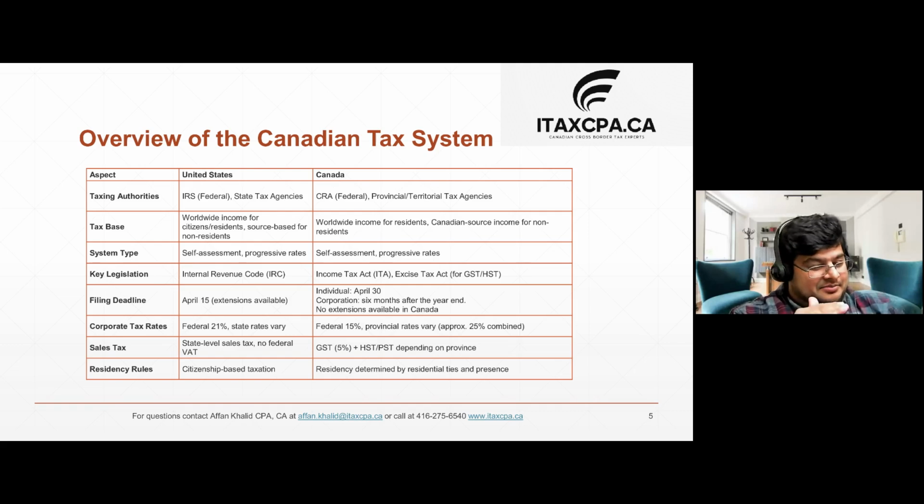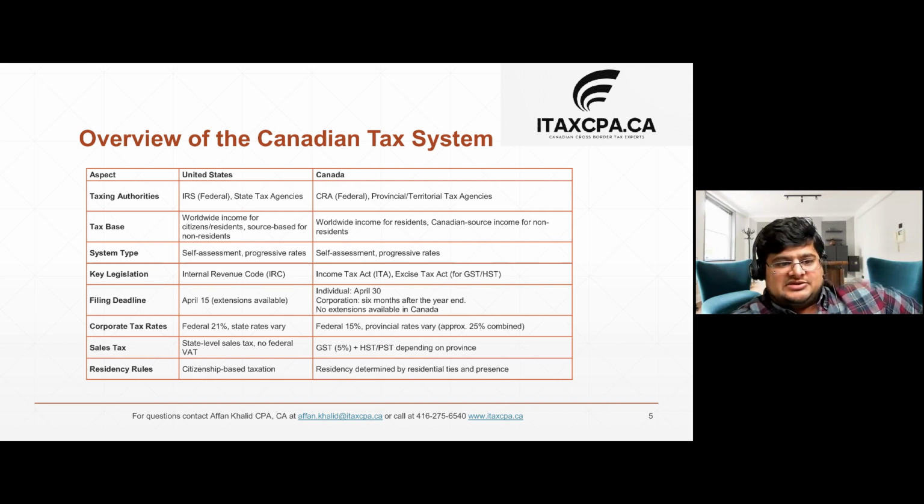The penalty ballpark starts at 10%. So, for different types of filings, the penalty rate might be different, but as a ballpark rate, you just keep 10% of the tax owing as your penalty if you're late in filing your tax returns.